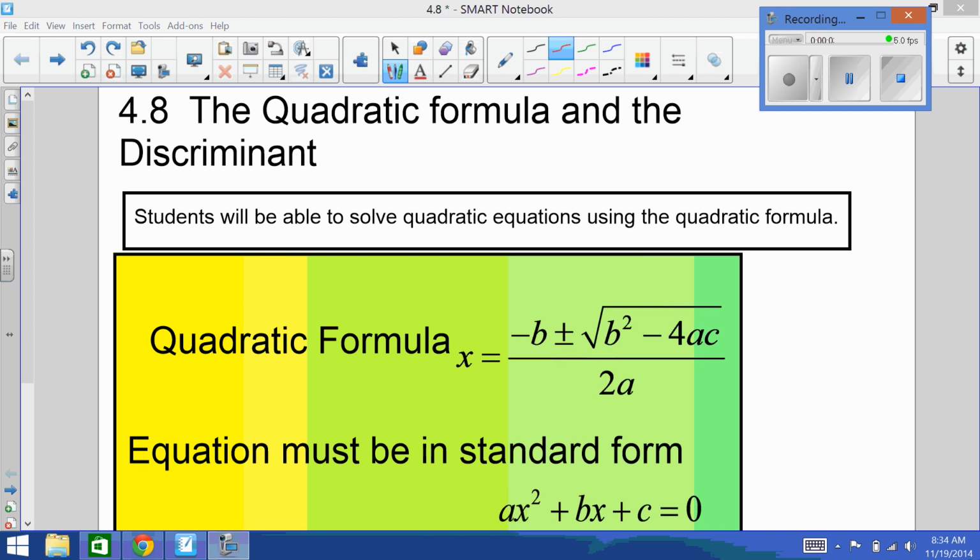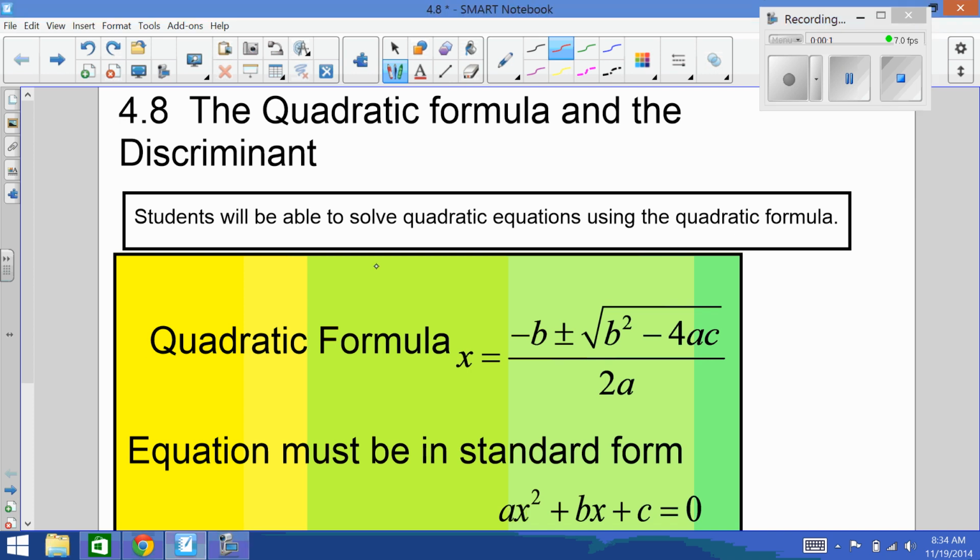All right, 4.8, the quadratic formula and the discriminant. The students will be able to solve quadratic equations using the quadratic formula. All right, here's the quadratic formula. Negative b plus or minus the square root of the quantity b squared minus 4ac all over 2a.